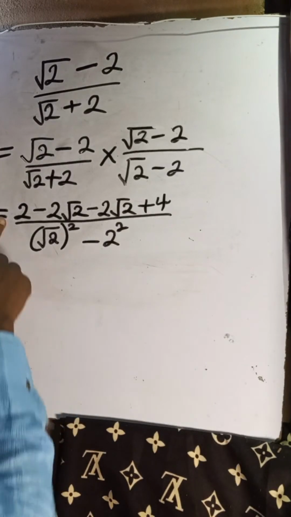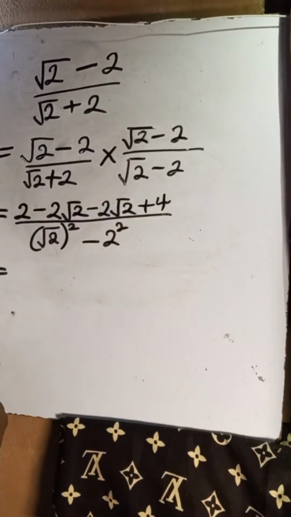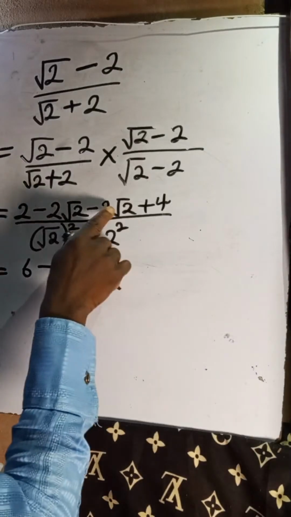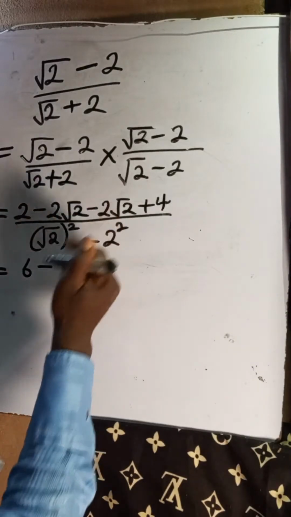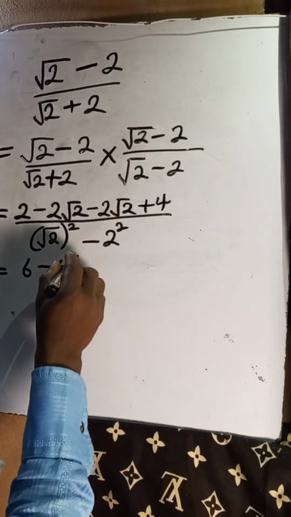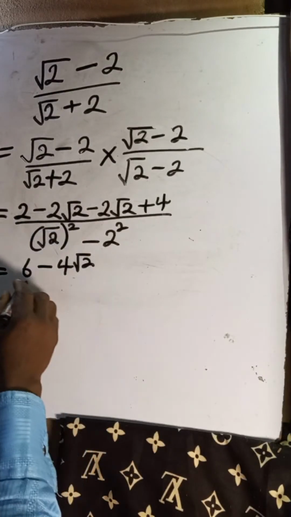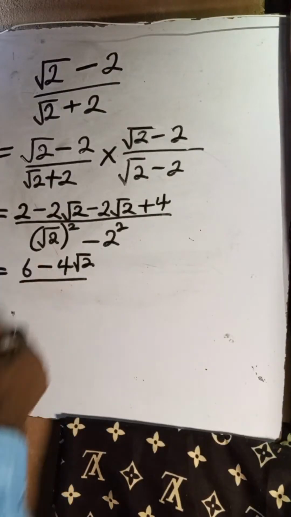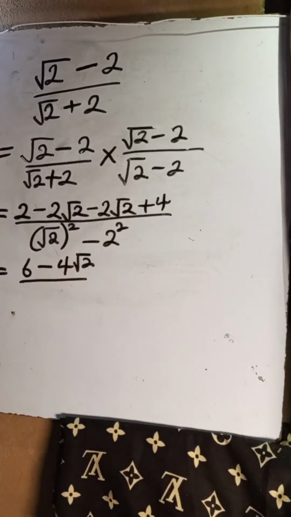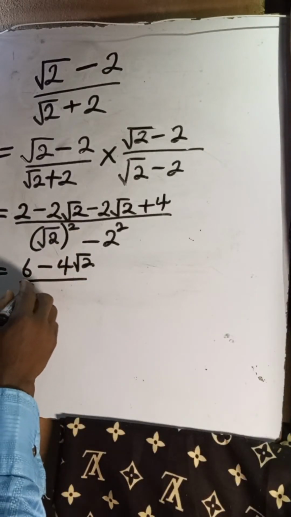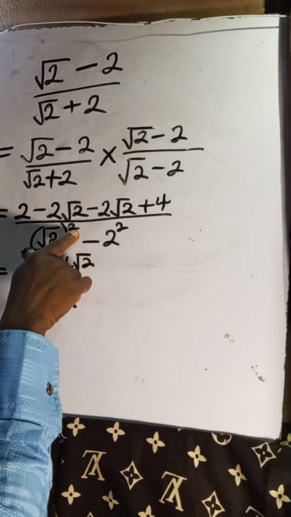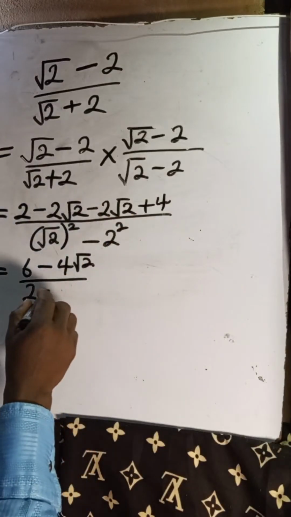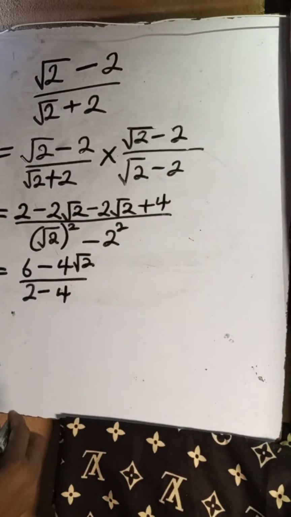Now let's go ahead. 2 plus 4 is 6, so we are going to write 6. Then these two are the same, it's just that they are negative. So add the negatives, it becomes minus 4 root 2. Then we are dividing by this. This is root 2 squared, which is 2, so the square and root 2 cancel. Then here we have minus 4.